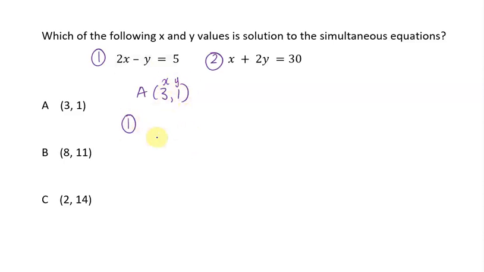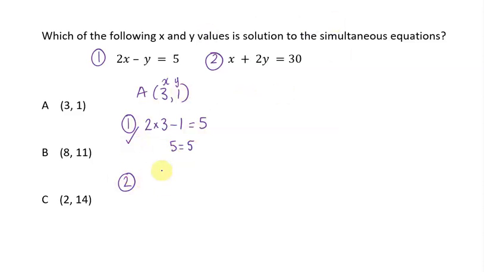If we substitute that into equation number 1, we have 2 times x, which is 3, minus y, which is 1, and we're checking to see if that equals 5. So we have 2 times 3 is 6, minus 1 is 5. 5 equals 5. What this means is our left-hand side and our right-hand side both equal 5. So that means the point (3, 1) is a solution to equation number 1. But we need to check if it's also a solution to equation number 2.